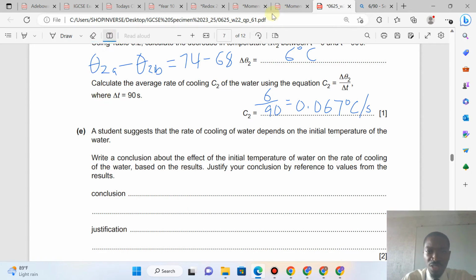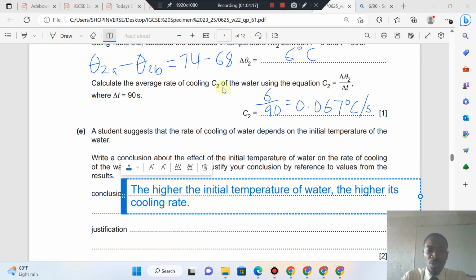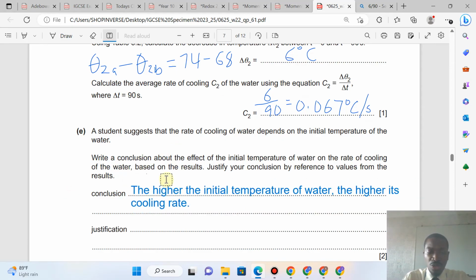So what's the effect of the initial temperature on the cooling rate of water? This is our conclusion: the higher the initial temperature of water, the higher its cooling rate. Or you say water at high temperatures cools faster than water at lower temperatures. The question then proceeded to say, justify your conclusion by reference to values from the result.